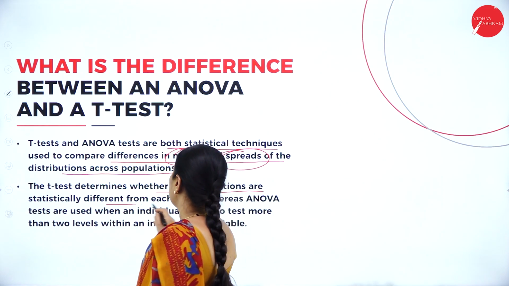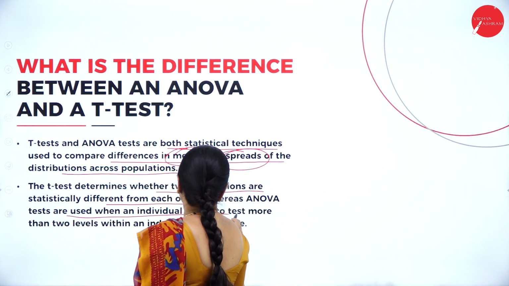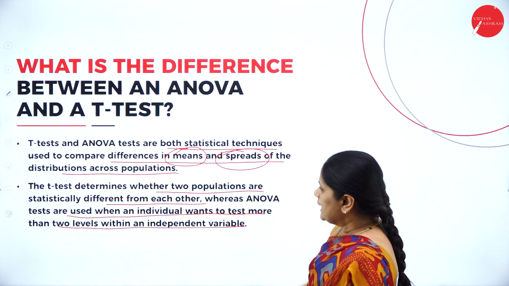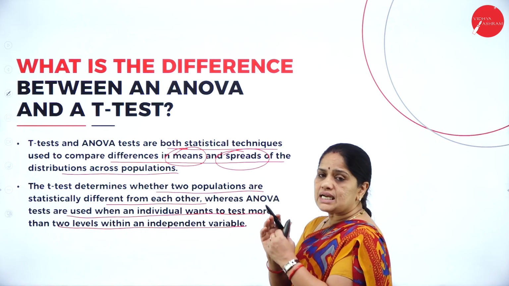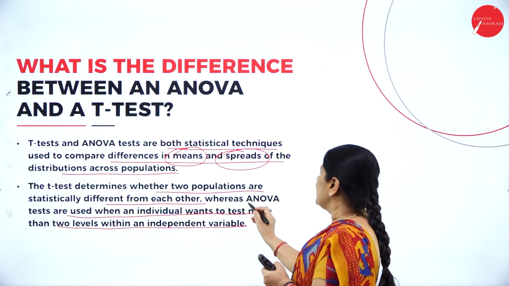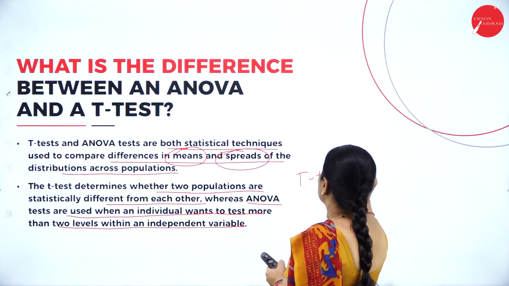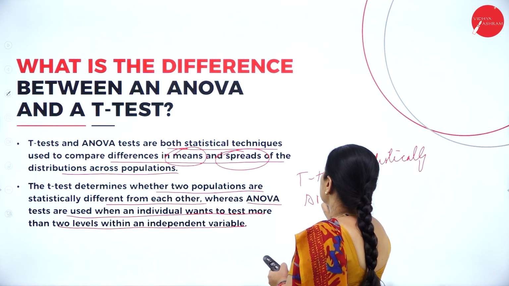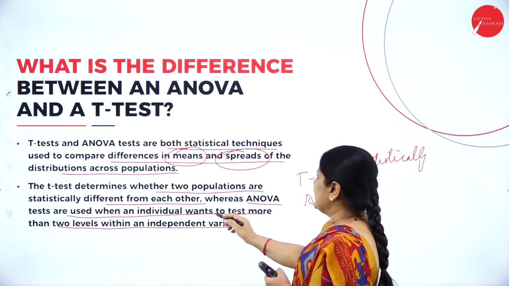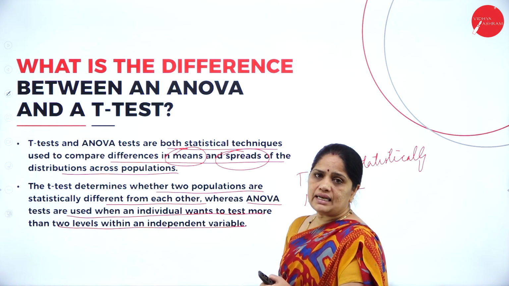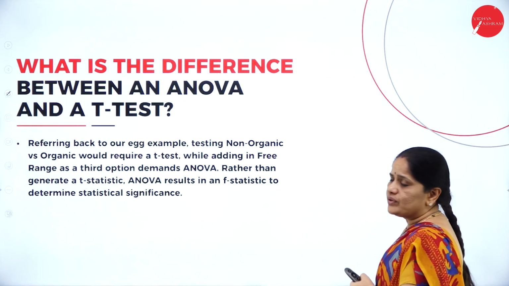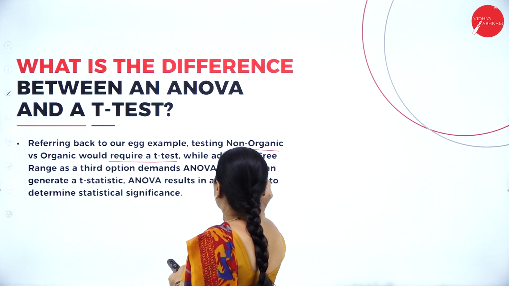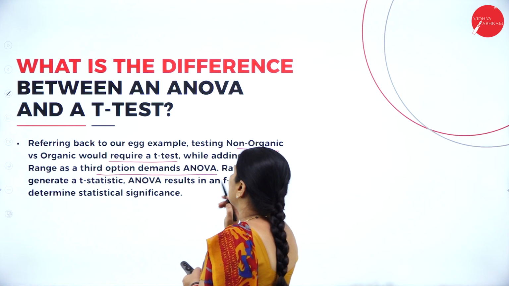The t-test determines whether two populations are statistically different from each other, whereas ANOVA tests are used when an individual wants to test more than 2 levels within an independent variable. So, the t-test tells us whether two populations are statistically different from each other, whereas the ANOVA test is used to test more than 2 levels within an independent variable. Referring back to our example, testing non-organic versus organic would require a t-test, while adding in free range as a third option demands the ANOVA.